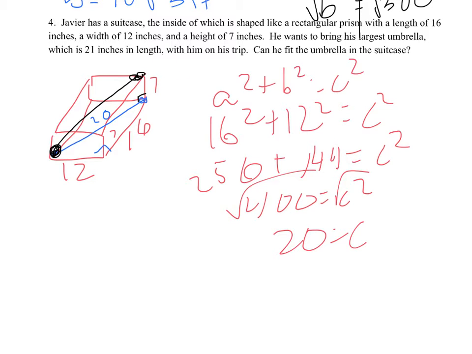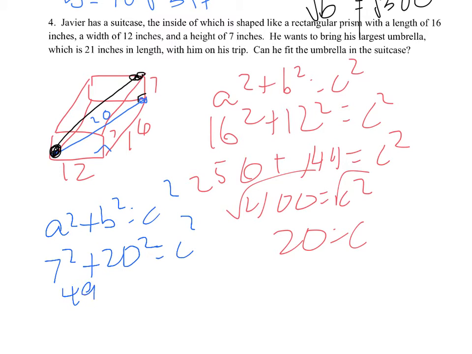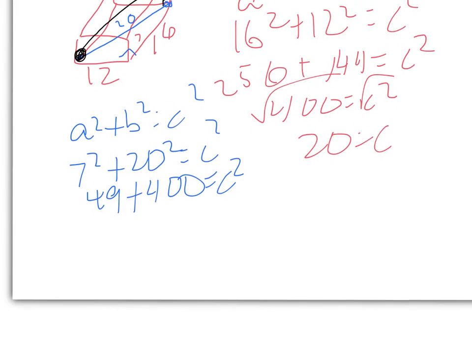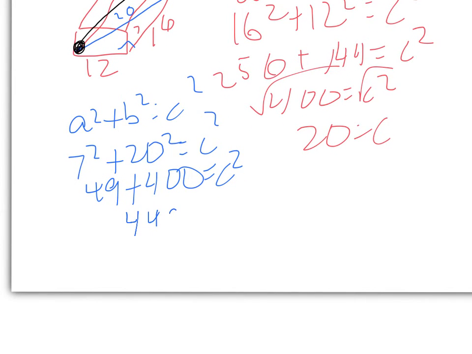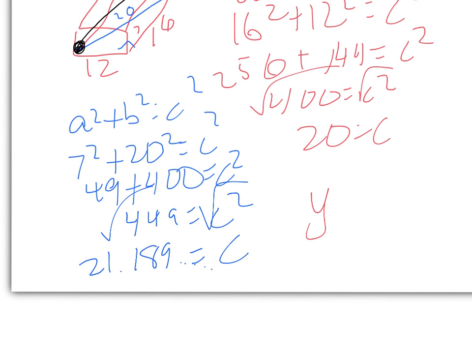So I'm going to do the whole thing one more time. A squared plus b squared equals c squared. I'm going to use 7, I haven't used it yet. I'm going to use 20 because that's the length of the bottom of the box. So 49 and 400 equals C squared. When I add those together, I get 449 equals C squared. When I square root that on my calculator, I get 21.189 and so on. And I can see, hey, my 21-inch umbrella will definitely fit in a space that's 21.189. So my answer is yes, the umbrella will fit.